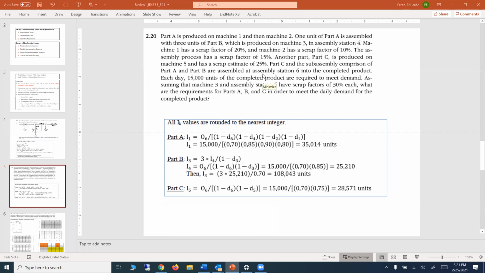Okay, so the question I have here for this problem is, why is it being multiplied by 3? So there's a part of the problem in which, let me see if I can find it. Here we go, right here it said 3 units of part B are needed for an assembly. So 1 unit of part A is assembled with 3 units of part B. So that's why you need to multiply by 3, because in order to complete the assembly, you need 1 part from A and 3 parts of B. Okay, so good question.